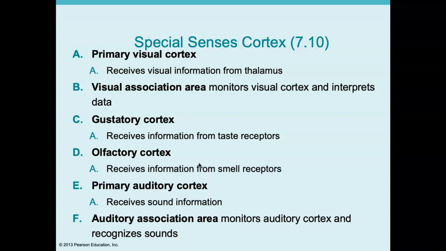So all the information's coming up the spinal cord, up through the brainstem, hits the thalamus, and is relayed to the correct part of the brain. Might go to the visual area, that's actually in our occipital lobe. The gustatory, which is taste, the smell area, the hearing area, and so on.